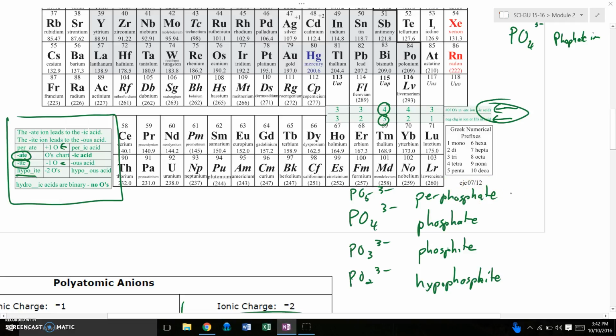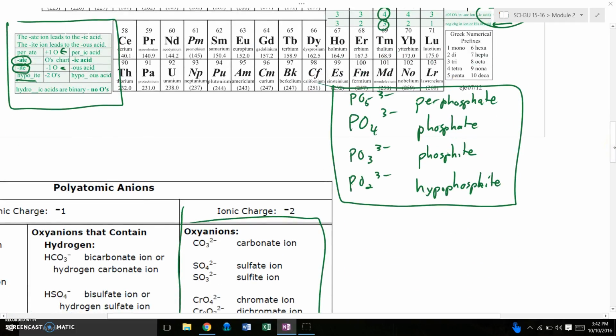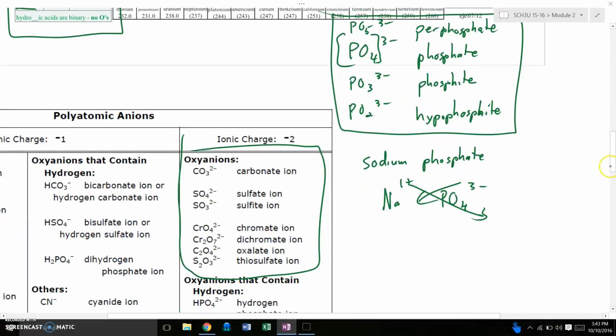Okay. And again, the rules here for bonding are all the same as for any other anion. So if I had, for example, sodium phosphate, you just pretend that this ion travels like any other anion that we've discussed. So I would write Na1+, I would write my phosphate, and then I would just use the cross rule to determine the formula. So I would have Na3PO4.